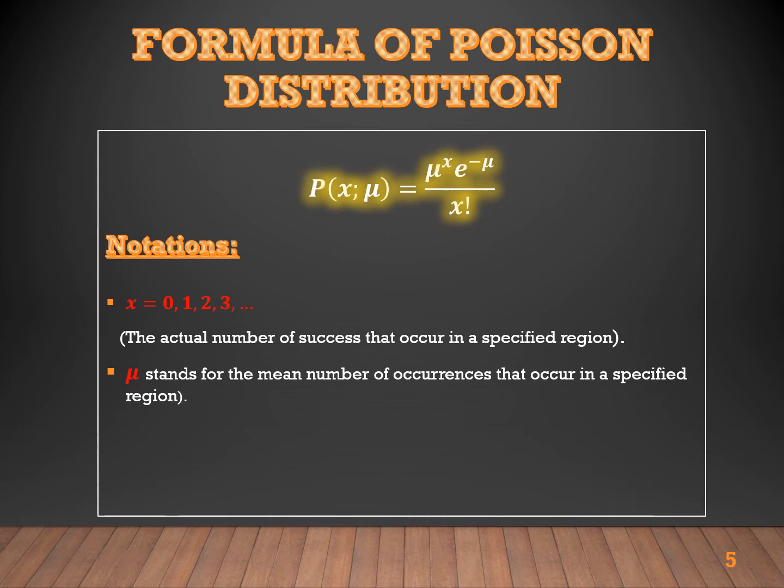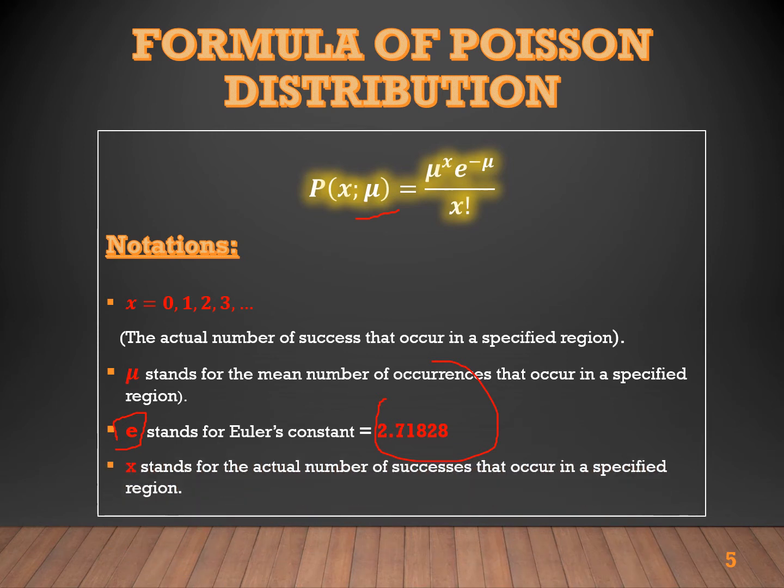What is x? The actual number of successes that occur in a specified region. And what is mu? Mu stands for the mean number of occurrences that occur in a specified region. What is e? E stands for Euler's constant, and 2.71828 is the understood value of e.